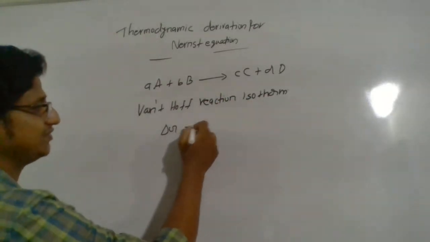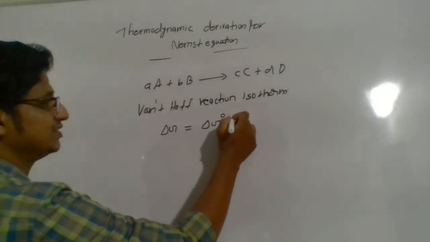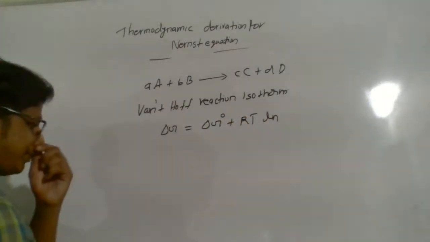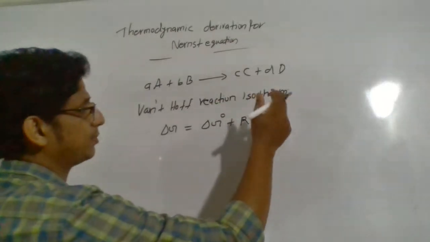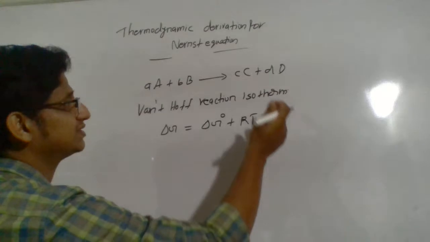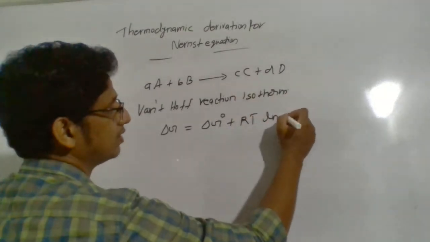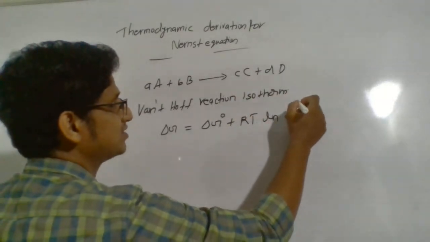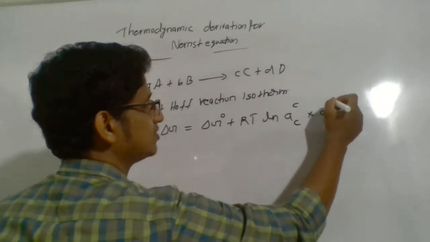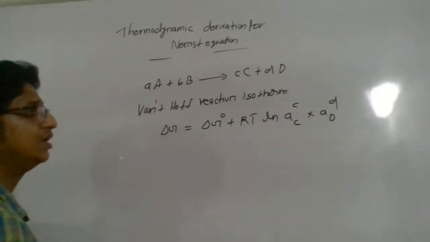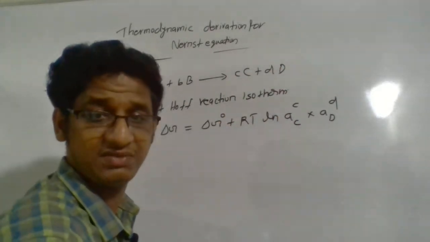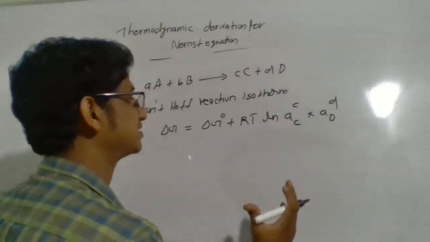So delta G is equal to delta G0 plus RT ln. Let me represent the equilibrium constant part in terms of activity. So it will be a_C raised to c into a_D raised to d. What is this all about? Here is the concentration of the products, and I express the concentration in terms of activity. We discussed activity in the previous sections, right?